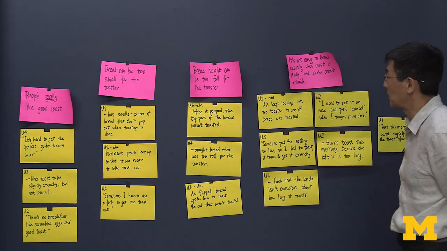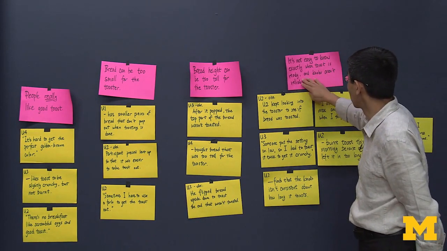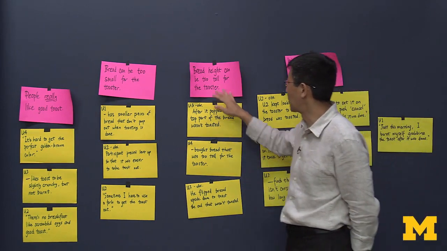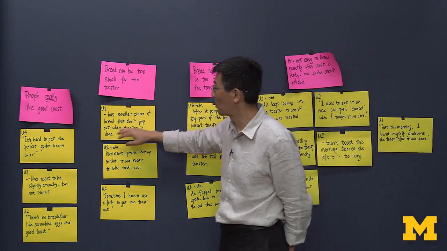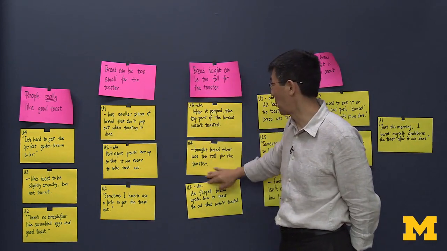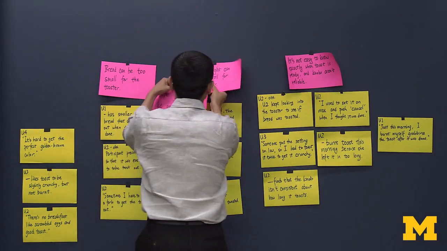Now let's take a look and see if there's any more additional clustering we can do. It's not exactly easy to know when the toast is ready. Knobs aren't reliable. Bread height can be too tall or too small. People really like good toast. I would say these two are in the same category, so I'm going to move them over by themselves. Let's flip these.